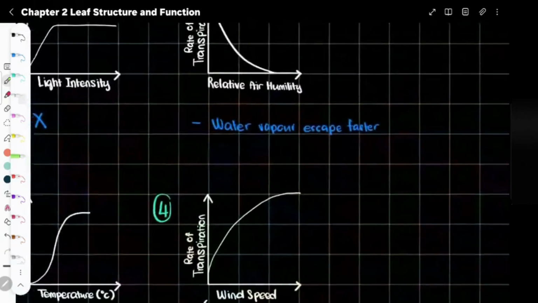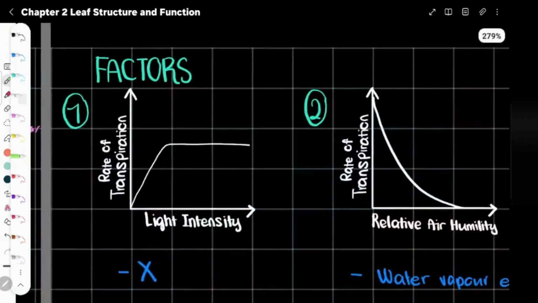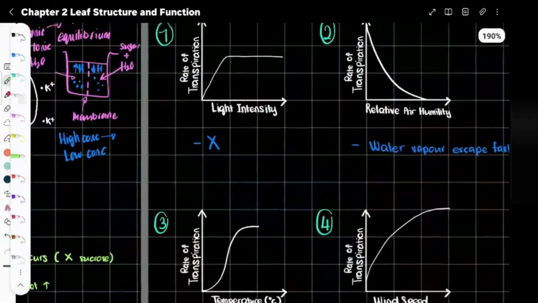Now, that one's simple. Now the factors affecting transpiration: there are 4 factors that you have to know and memorize.